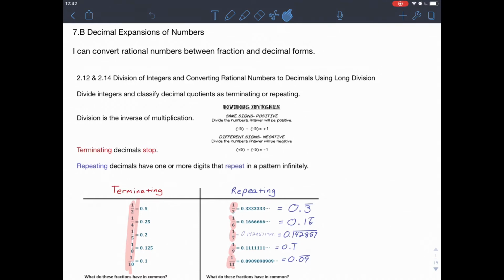Hello everyone, and welcome to 8th grade math module 7, Introduction to Irrational Numbers. In this video, we're looking at topic B, decimal expansions of numbers. Our learning goal is to make sure we can convert rational numbers between fraction and decimal forms. This will help us to master standard 8.NS.A.1.